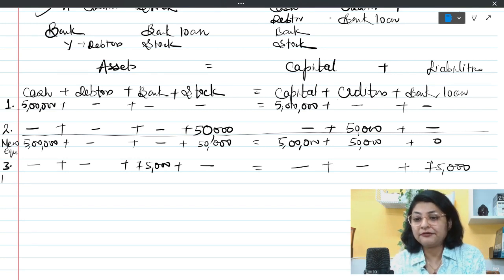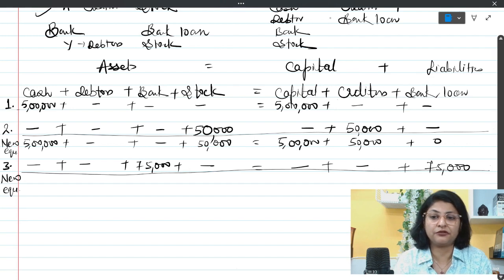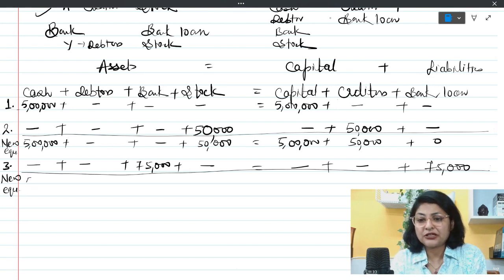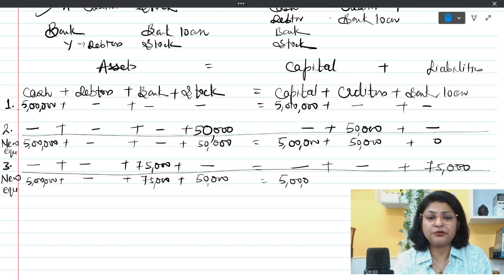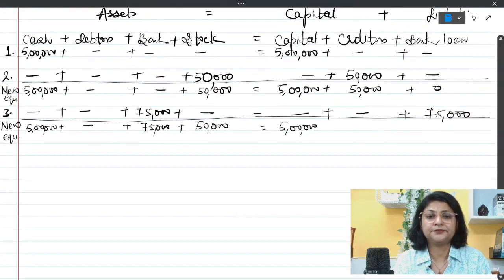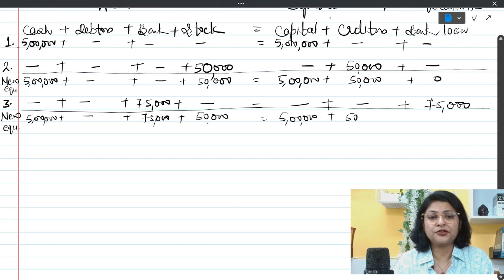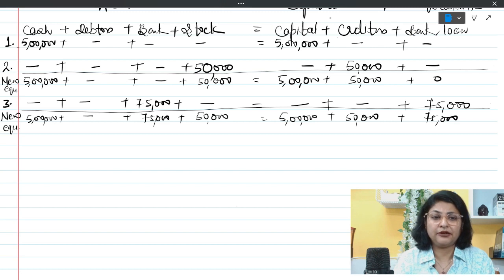Now again, after each transaction, I said that we will have to make a new equation. So after the third transaction also we will make a new equation where my cash is unaffected. So cash will remain as 5 lakh only. Debtor account is not yet open. It will remain as it is. 75,000 will come under bank and 50,000 will come under stock. Whereas my capital is going to be 5 lakh rupees. My creditors are going to be 50,000 rupees, and my bank loan is going to be 75,000 rupees.